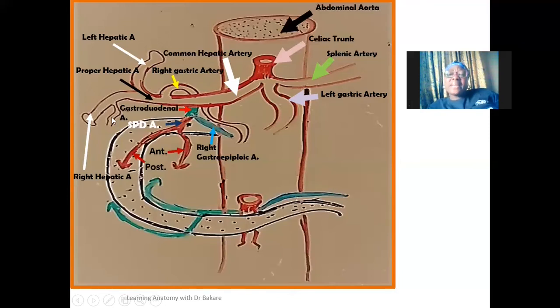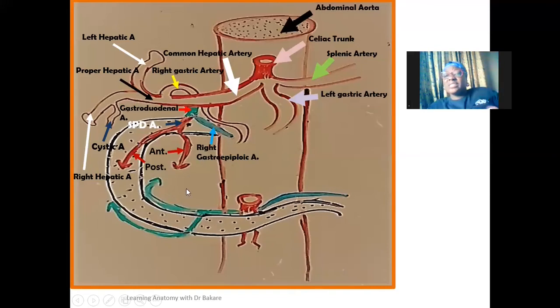Then we have the emergence of the cystic artery. This is the cystic artery, arrowed in blue. The cystic artery supplies blood to the gallbladder. We know that the gallbladder is a storage medium for bile, and of course it is closely related to the liver. So that is how the final termination of the proper hepatic artery goes.